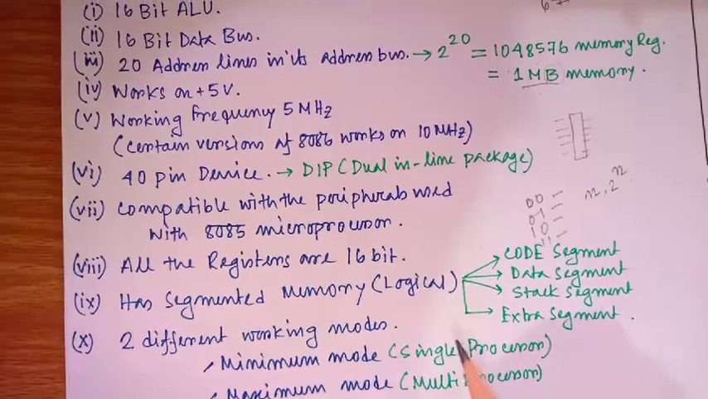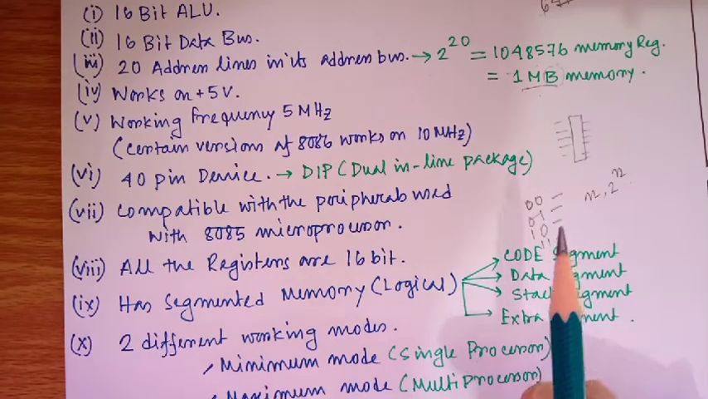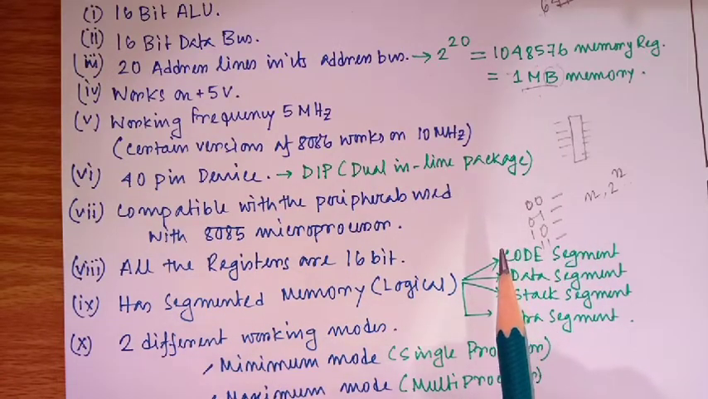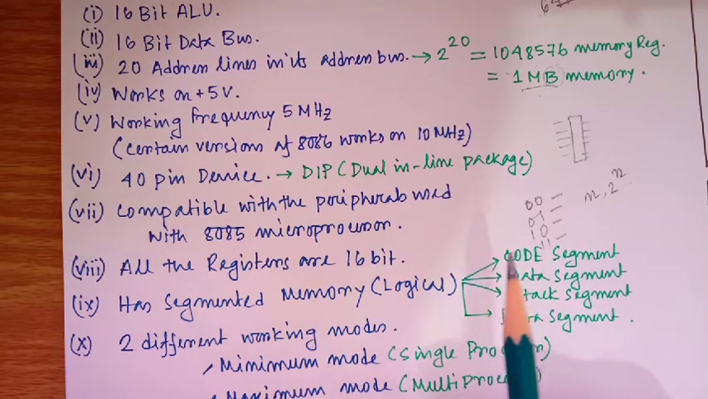Now the next one is that all the registers of 8086 are 16-bit. Remember, in case of 8085, we have certain registers which are 8-bit and certain other registers which are 16-bit, but here all the registers are 16-bit, and after some time we will discuss all of them.